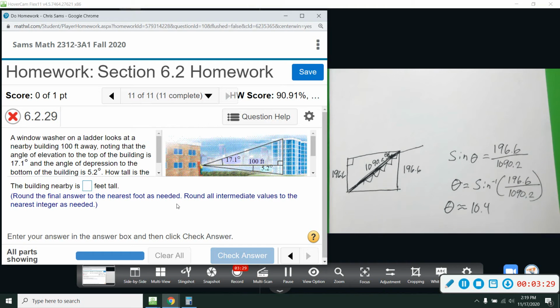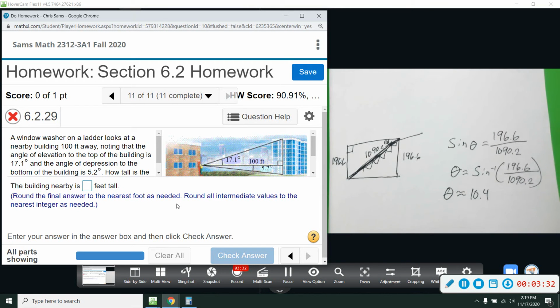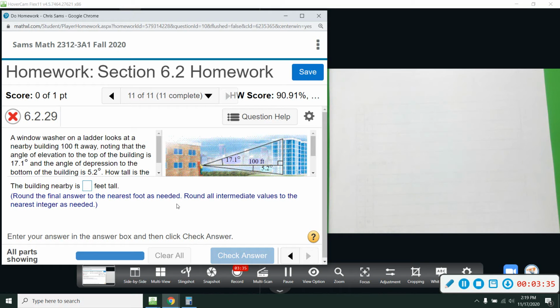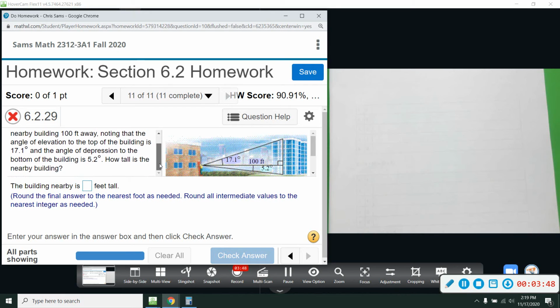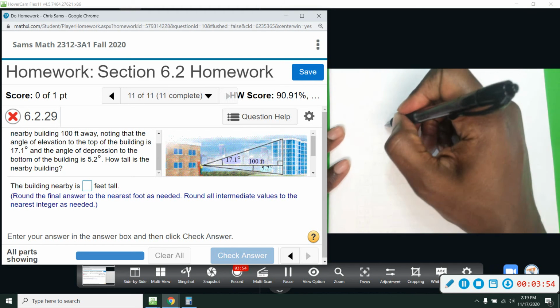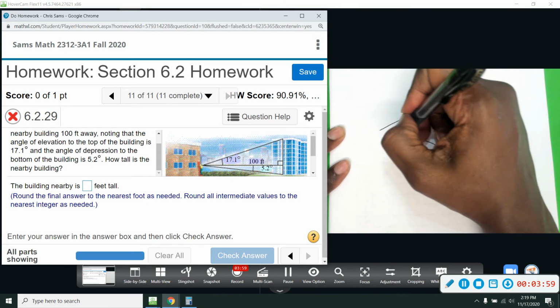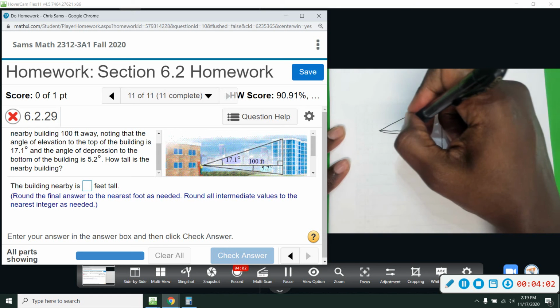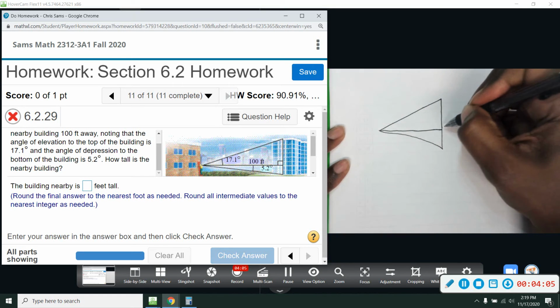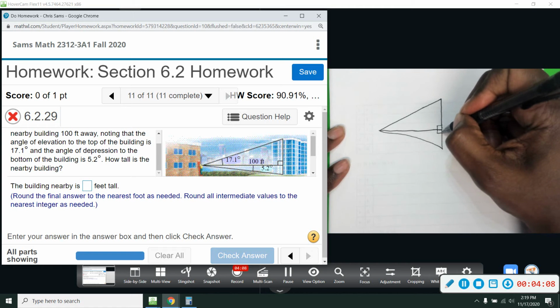All right, number 11. We got a window washer on the ladder. Looks at a nearby building 100 feet away, noting that the angle of elevation to the top is 17.1. The angle of depression to the bottom is 5.2. How tall is the building? Okay, so we have this image. I'm going to give you the image of a right triangle here in both cases.